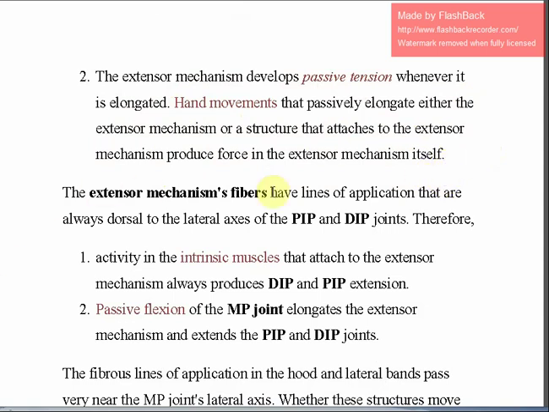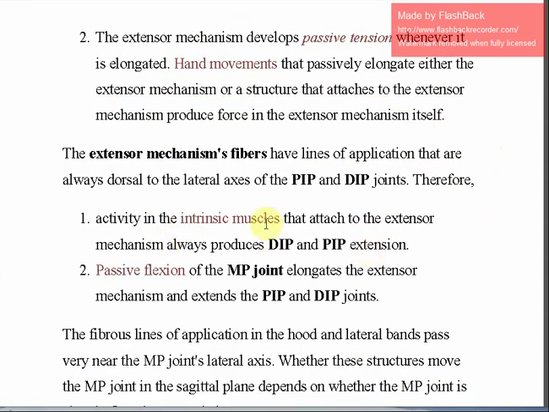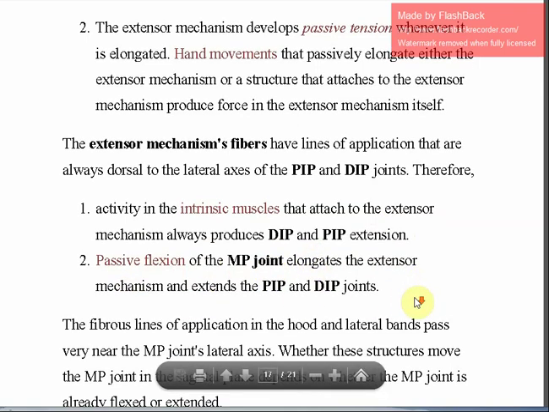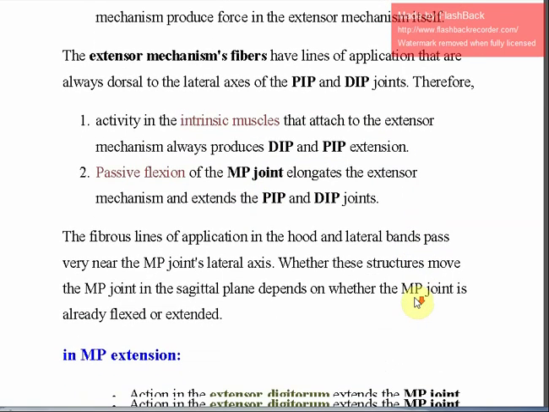The extensor mechanism fibers have lines of application that are always dorsal to the lateral axis of the PIP and DIP. Therefore, activity in the intrinsic muscles that attach to the extensor mechanism always produces DIP and PIP extension. Passive flexion of the metacarpophalangeal joint elongates the extensor mechanism and extends the PIP and DIP joints.